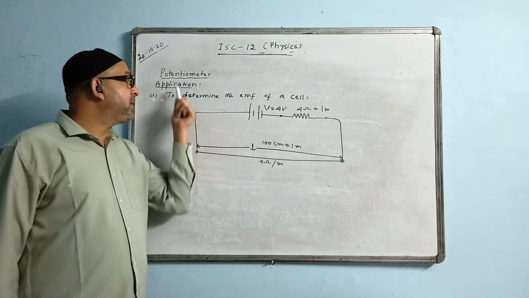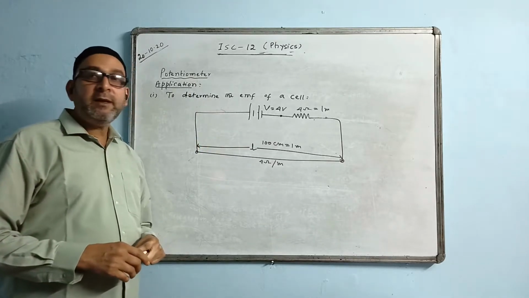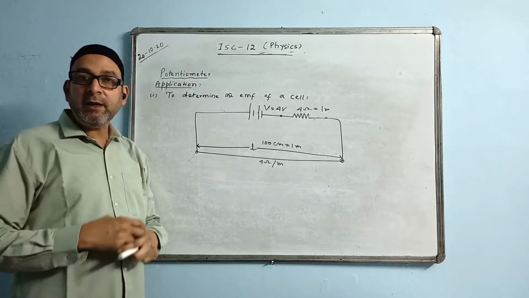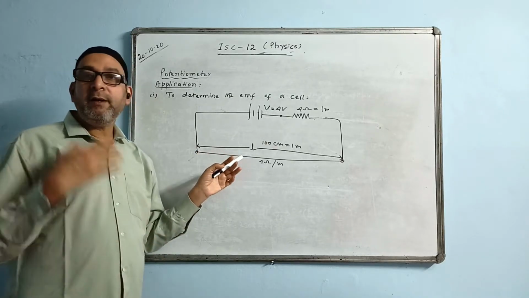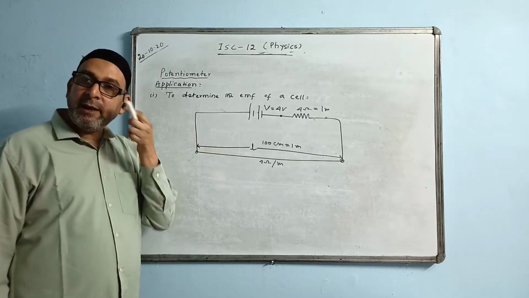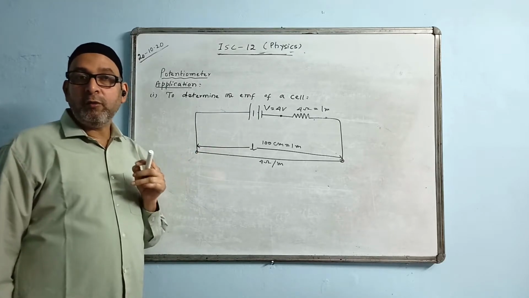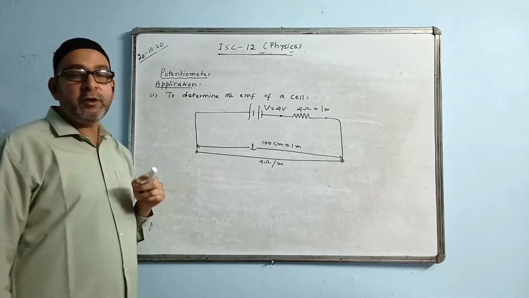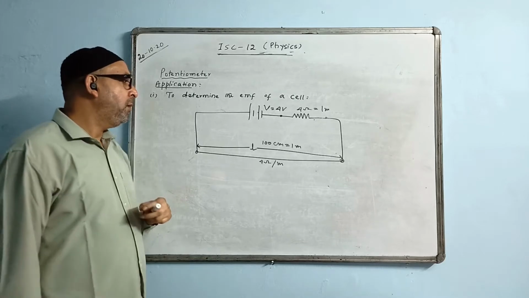Now the principle number 2 of the potentiometer says that whenever there is a steady current flowing in the wire, the potential gradient of the wire will remain constant throughout. Everywhere the potential gradient value will be the same. This principle is based on Ohm's law. A question may even come: on what law is the principle of a potentiometer based? We say it is based on Ohm's law.